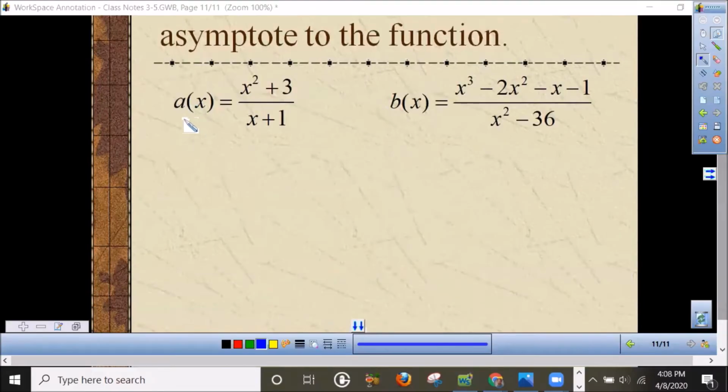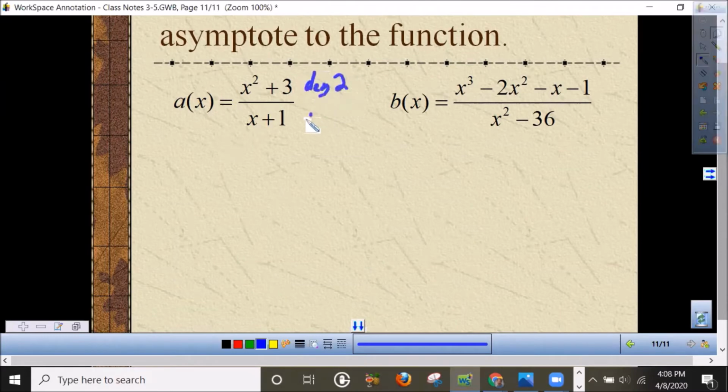Here's an example. A of x equals x squared plus 3 over x plus 1. Notice that the degree of the numerator is 2, and the degree of the denominator is 1. This is the specific circumstance where we get an oblique asymptote. Degree of the numerator is 1 more than degree of the denominator. So let's do division with x squared plus 3 divided by x plus 1.